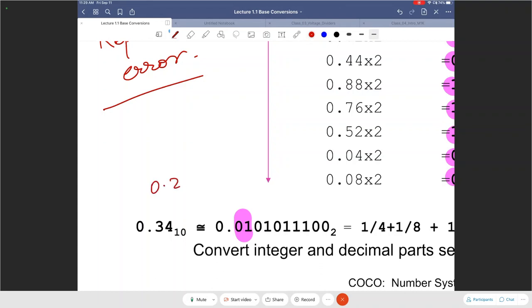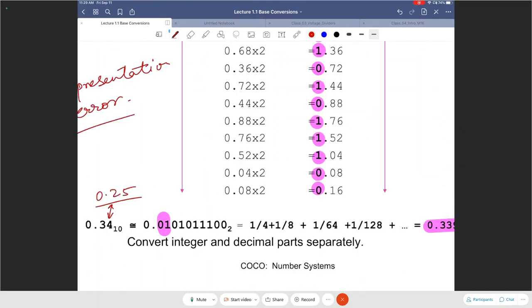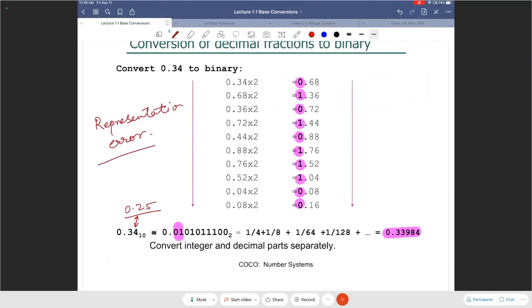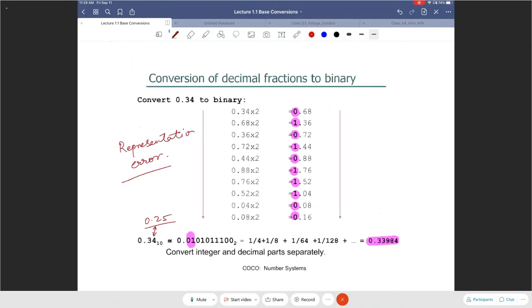0.25. Yes, absolutely, right? With only 2 bits, you see the error is huge. With 10 bits, well, the error is not huge, right? So the point of this slide is the more number of bits you have, the more precise your number representation is going to be, and the lesser error you will have.